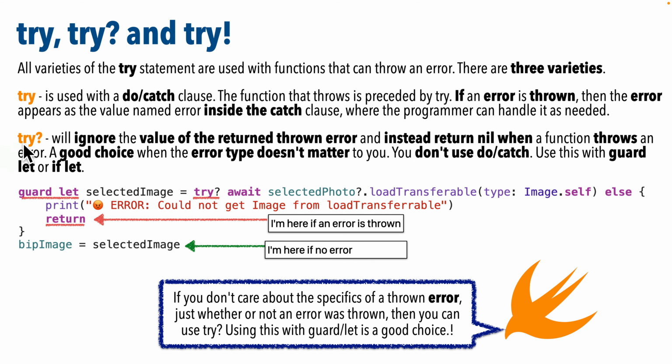Now use try ? when you don't really care about the type of error thrown. You're not going to get back that variable error. You don't care what's inside of it. You just want to know if an error occurs or not. So if you don't care about that error variable, try ? is a good choice. You'll still know if an error was thrown, and you can react to it. You just don't need the error. And instead of do catch, you can use try ?